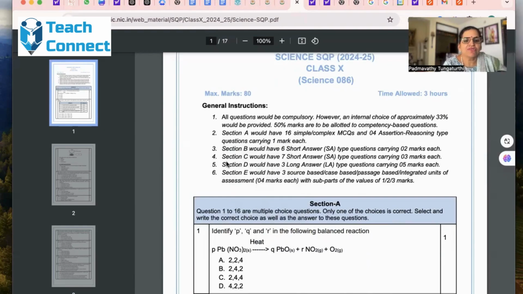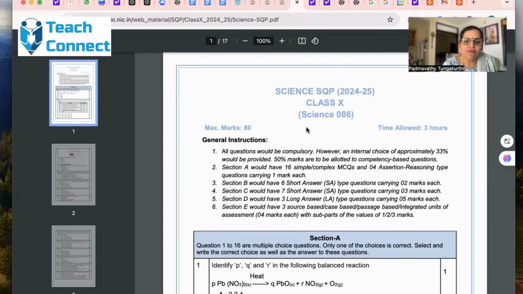The general instructions for this are very important because students have to understand that Science 086 is the code for the question paper. The time allowed is 3 hours, so there is nothing to worry about the timing, and maximum marks is 80 for botany, zoology, physics, and chemistry. But today's analysis is only for Section A, Science for class 10, of which this is specifically for physics and chemistry.